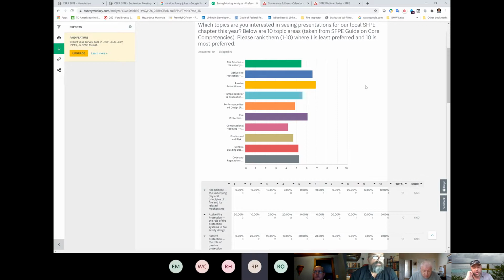I was kind of surprised to find out that it was not a wide distribution here. It's actually pretty narrow. So it just goes to show you that I guess everyone's interested in everything.